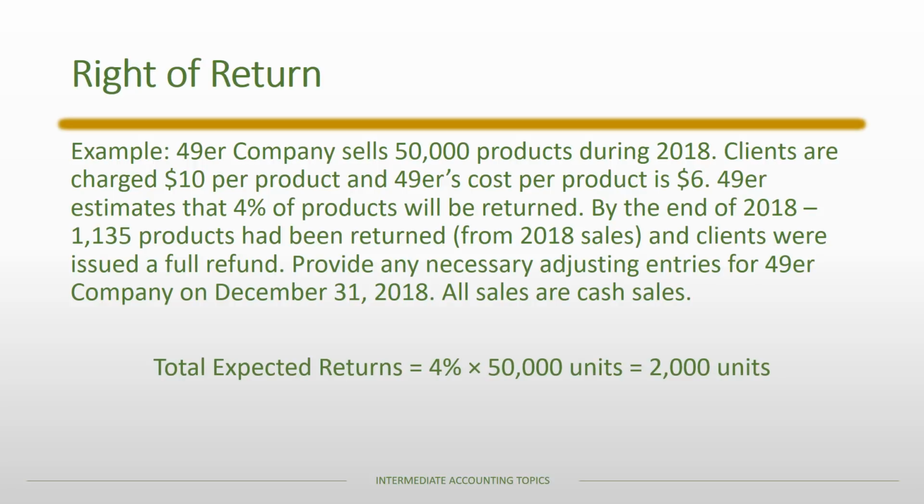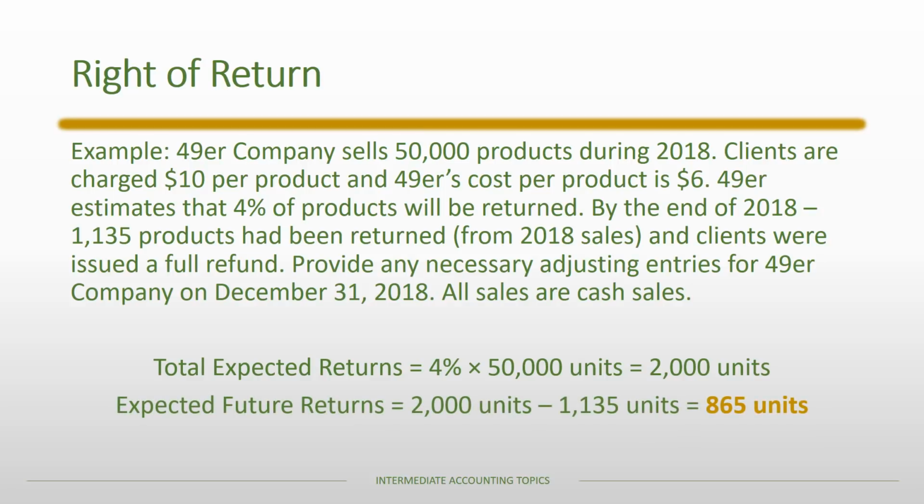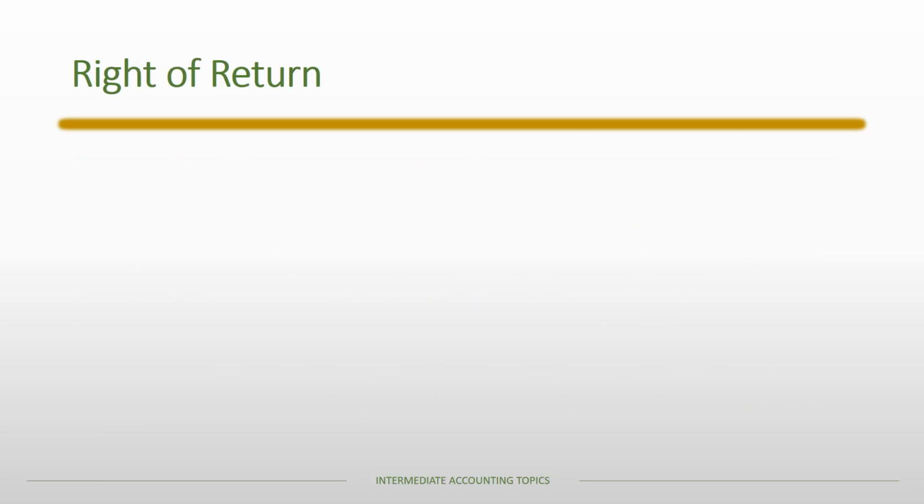Well, the first thing we have to look at is, what are our expected returns? If we sell 50,000 products using the estimate of 4%, we really expect 2,000 of those units to be returned in total. However, only 1,135 units have currently been returned. Therefore, we expect another 865 units to be returned at a future date. We're already at the end of 2018, so we've calculated what we expect to be returned in 2019 or beyond, but we want to record the effect in 2018.